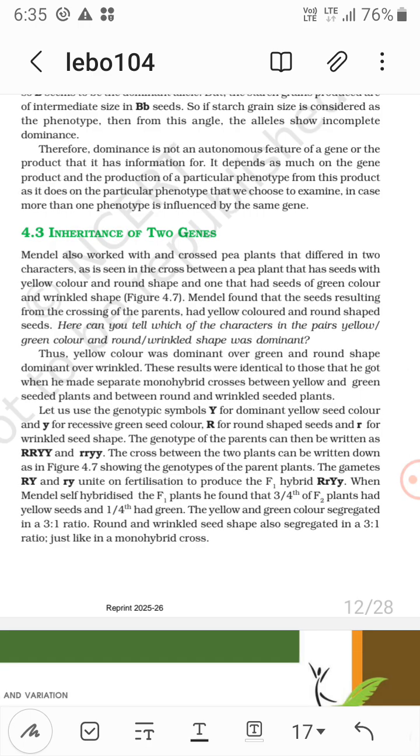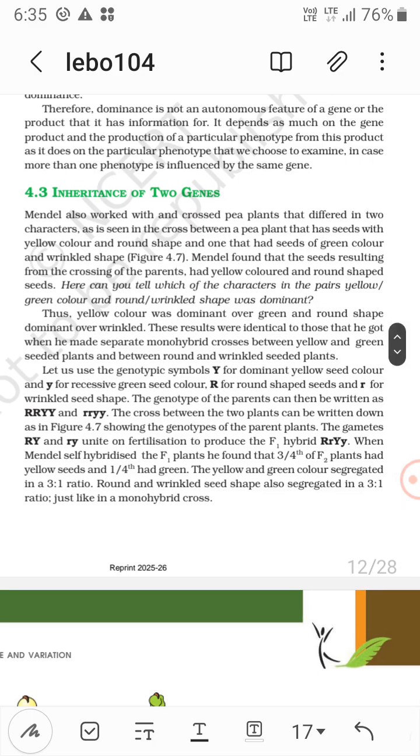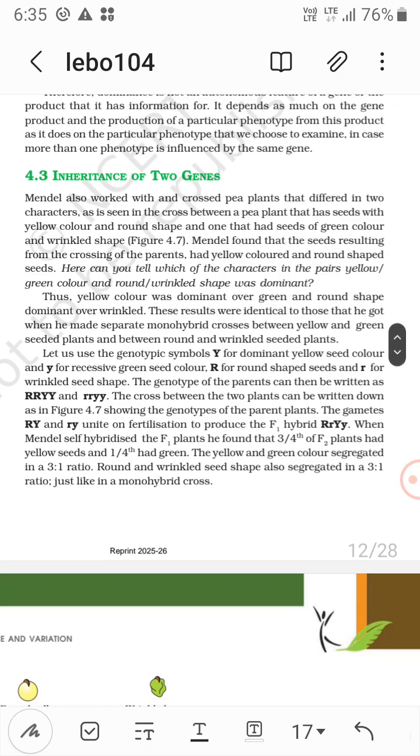How can you tell which of the characters in the pair's yellow green color and round wrinkle shape was dominant? Thus yellow color was dominant over green and round shape dominant over wrinkled. So these results were identical to those that he got when he made separate monohybrid crosses between yellow and green seeded plants and between round and wrinkle seeded plants.